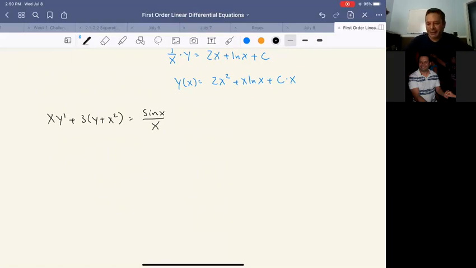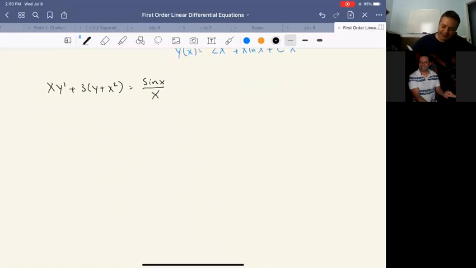All right, you guys back. You solved it, right? Let's see if we did it right. So we're going to simplify this a little bit. We're going to write y prime plus 3 over x y plus 3x equals sine x over x. I'm going to move that 3x over to the other side.